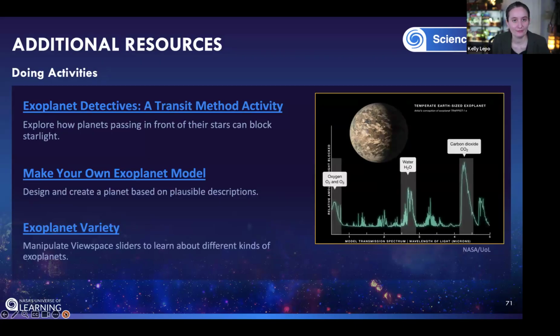So we have some interactives that you can play around with. The first one here is from ViewSpace, and you can learn how we understand the atmosphere of these exoplanets through the transit method. And there's also an interactive where you can explore the different types of exoplanets that we know of. There's over 6,000 planets around other stars, and some of them aren't very much like the planets in our own solar system. Okay, next slide, please.